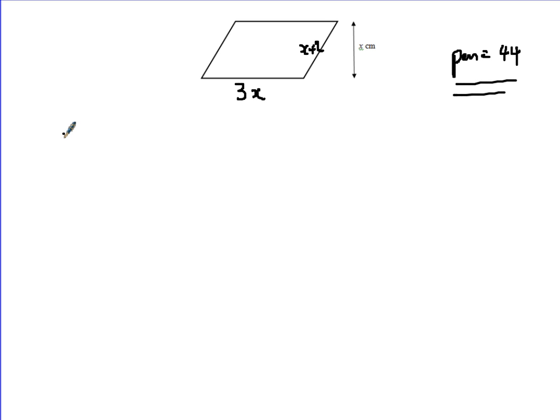So if we add up the sides of the perimeter, so that'd be 3x plus x plus 2, plus another 3x on top, plus another x plus 2 here. And that then equals 44. Where are the x's? So 3x is 4x, 7x and 8x.